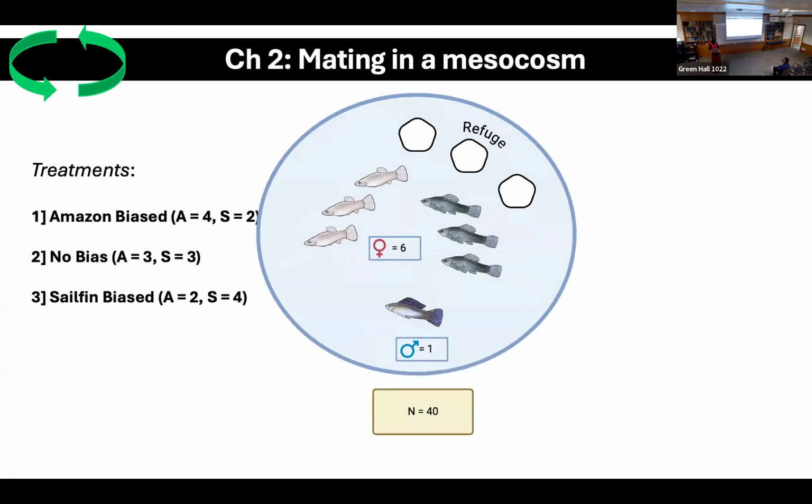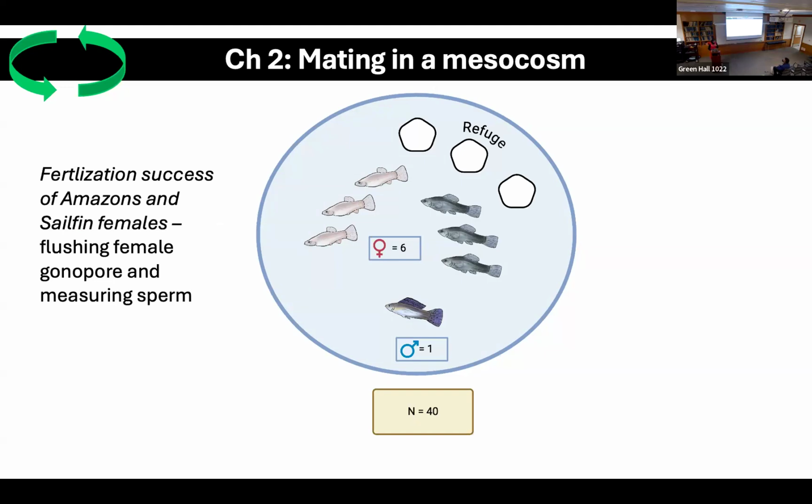So hopefully my treatments will look something like this. There's an Amazon-bias social condition. There's no bias in the proportion of Amazons and sailfins, and sometimes there might be a sailfin-bias social situation. And the thing that I hope I'll be able to measure by this time is the fertilization success of the Amazon and sailfin males.